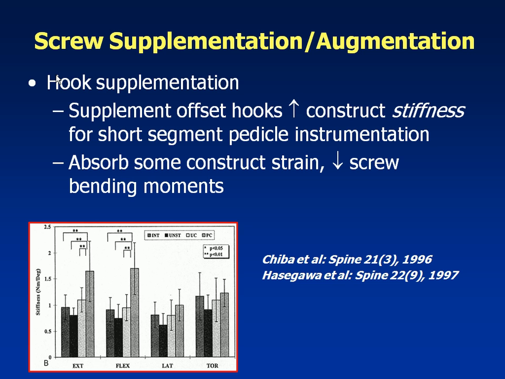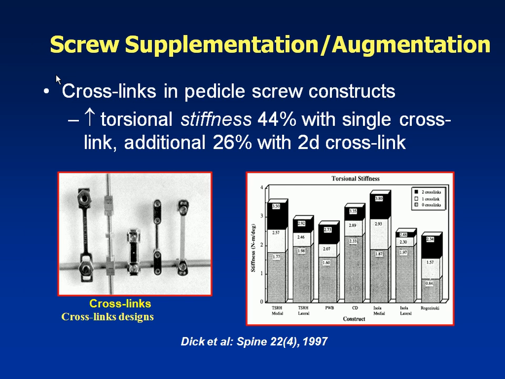One other thing that might be helpful to prevent the pull-out of the pedicle screws is hook supplementation. This study has shown that when we supplement the pedicle screw at the same level with a sublaminar offset hook, we may increase the stiffness for the short segment pedicle instrumentation, or we can increase the pull-out strength for that pedicle screw. Crosslinks, on the other hand, with the medialization in the lumbar spine, we believe that especially for short instrumentation, we may not need those crosslinks.